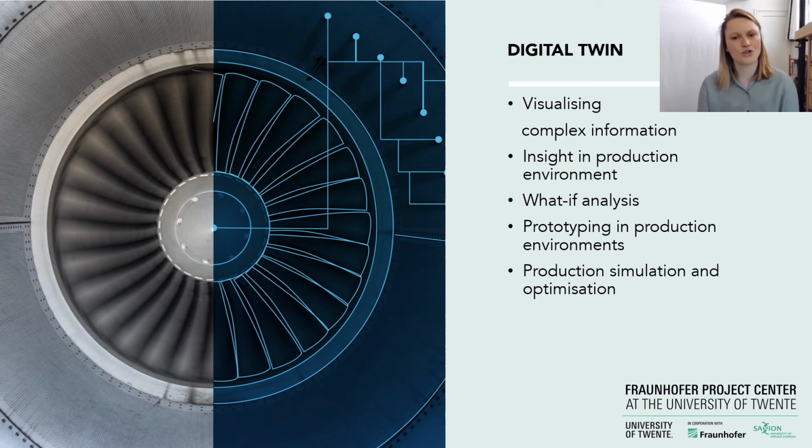It also is used for prototyping in production environments. What if we would add an additional machine? What would actually happen? This prevents you from spending a lot of money already and investing in something that, if you tested it through the digital twin, you would have known that it wouldn't work. So not only is it used for prototyping and what-if analysis, but it can also help you to simulate and optimize your production.